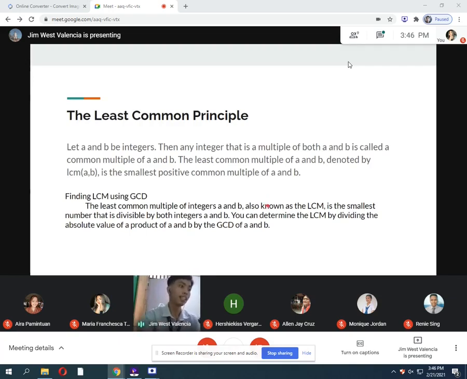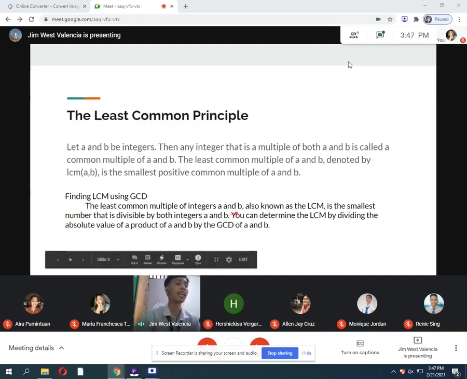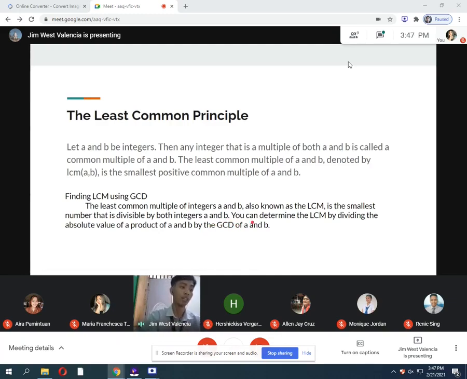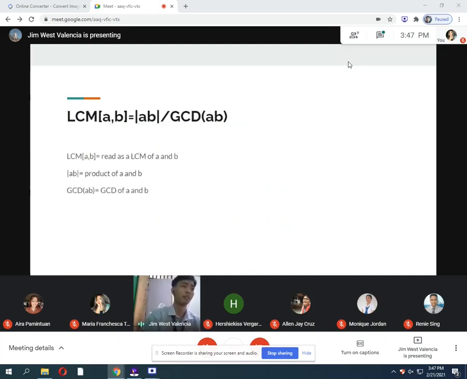This is finding LCM using GCD. The least common multiple of integers A and B, also known as LCM, is the smallest number that is divisible by both integers A and B. You can determine the LCM by dividing the absolute value of the product of A and B by the GCD of A and B. So, pamilyar naman tayo sa GCD or GCF, di ba?